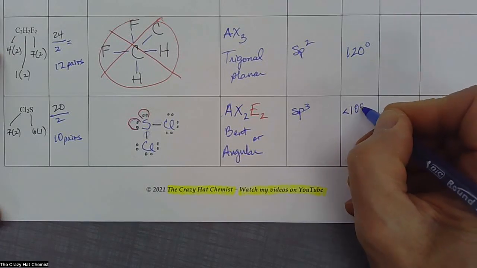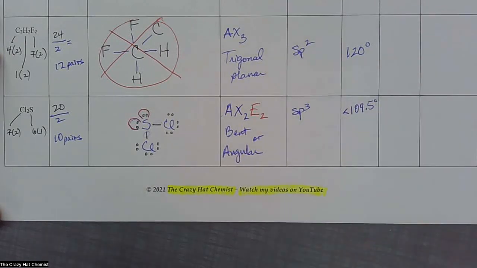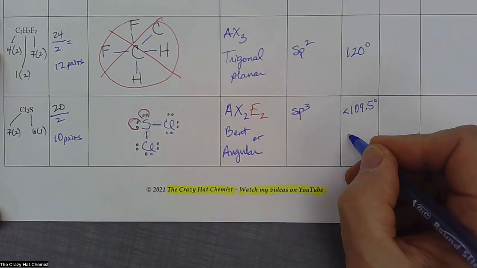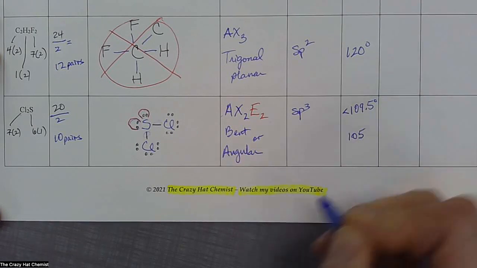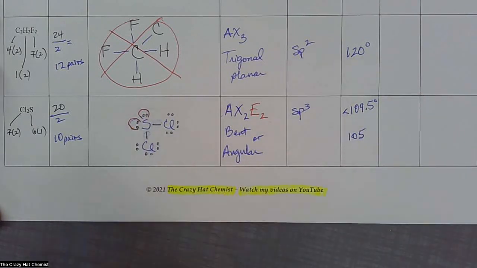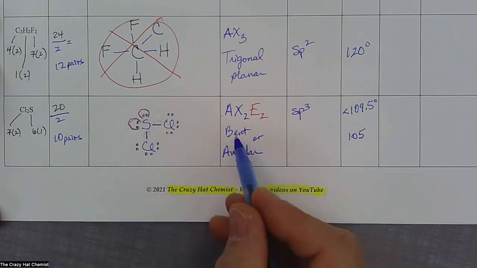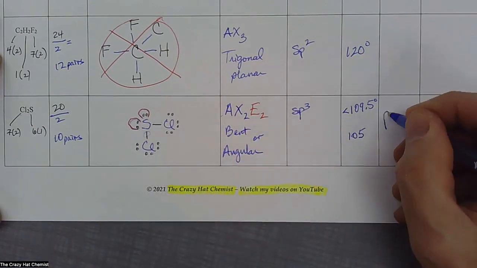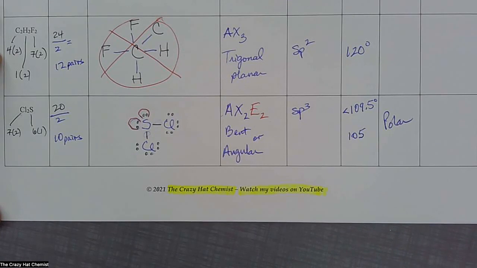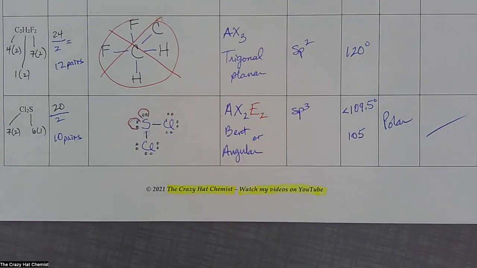Since it is AX2E2 and sp3 hybridized, some textbooks will say that this is less than 109.5 degrees, but some of them will also say that this is 105 since it has two bonding and two lone pairs. Anything that is bent or angular is polar. And there are no resonance structures and no geometric isomers on this structure here.